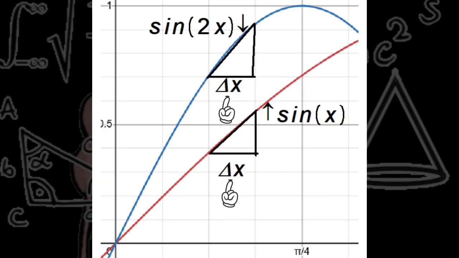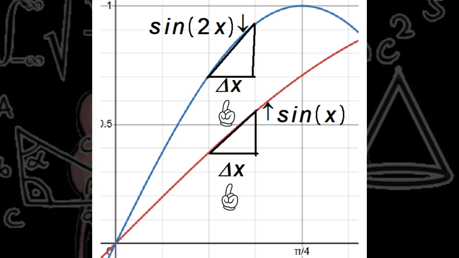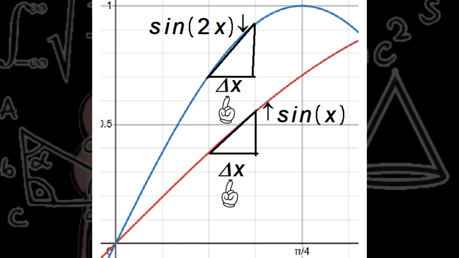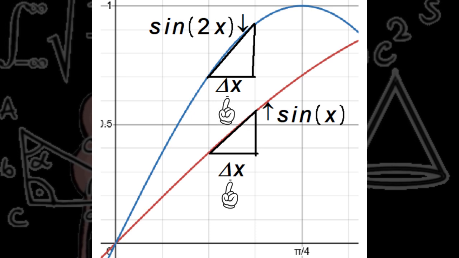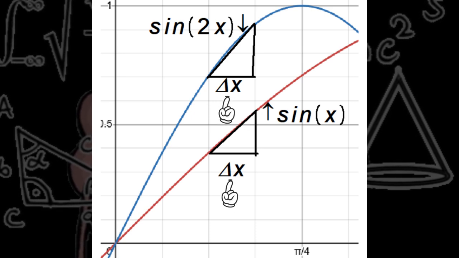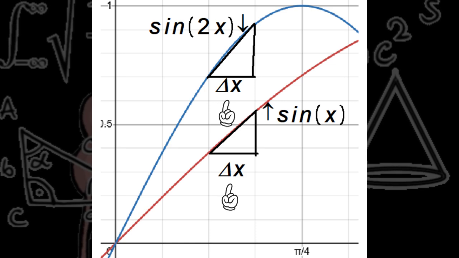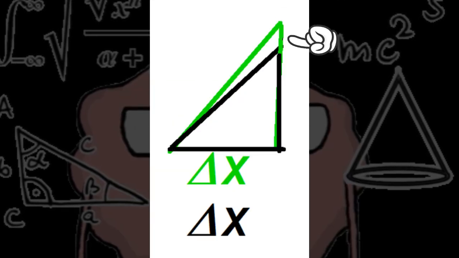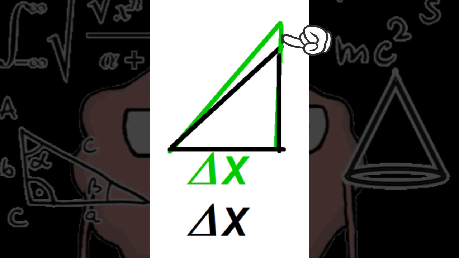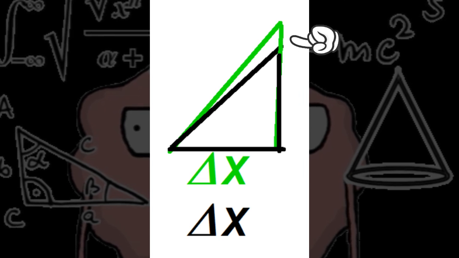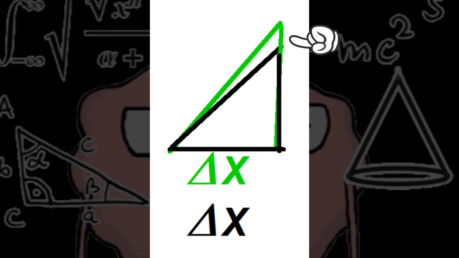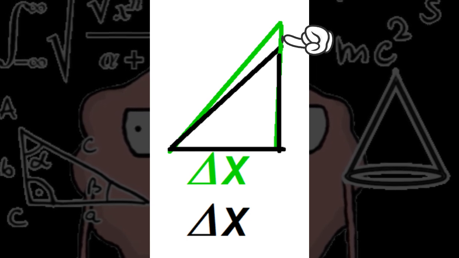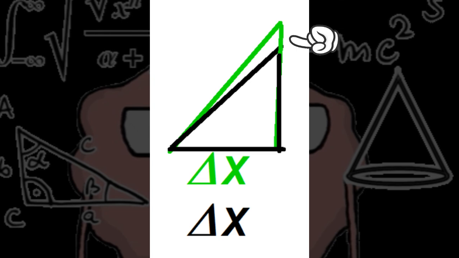This causes the graph of sine of 2x to be steeper. Look at these little slope triangles. These measure the average rate of change. Notice the horizontal change, delta x, is the same for both of them. If we take the triangles out of the graph and compare them, we see they have the same delta x, but the green triangle, from sine of 2x, has a bigger vertical change. This confirms that sine of 2x is steeper.